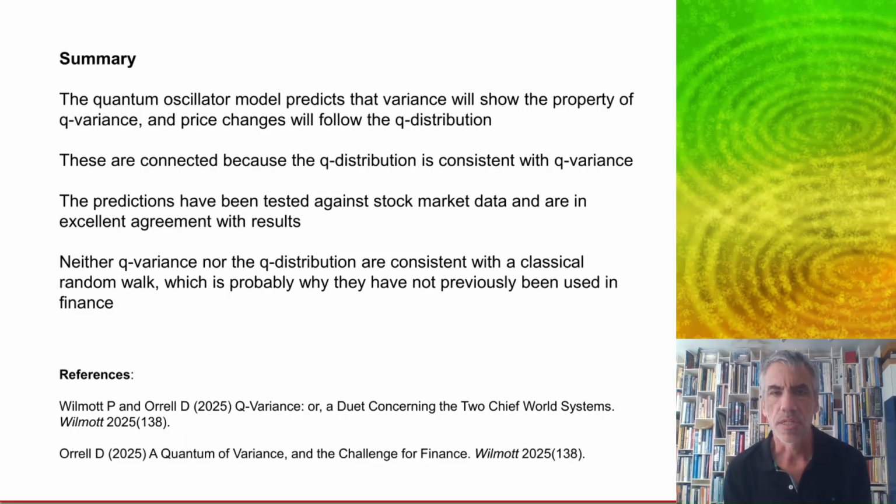To just summarize then, the quantum oscillator model predicts that variance will show the property of Q variance, and price changes will follow this Q distribution, which is associated with that. They're connected because the Q distribution is consistent with Q variance. The predictions have been tested against stock market data and are in excellent agreement with the results. However, neither Q variance nor the Q distribution are consistent with a classical random walk, and that's probably why they have not previously been used in finance. And there's a couple of references here for further reading.